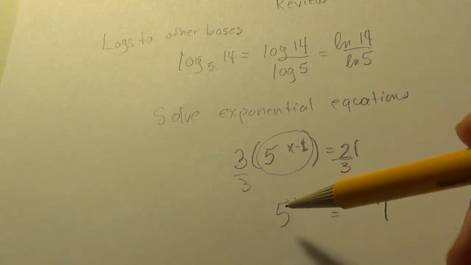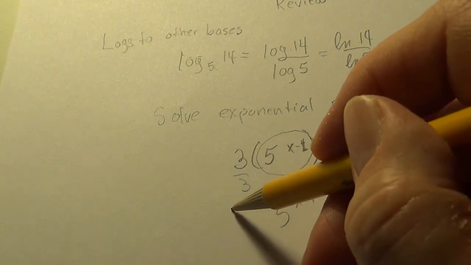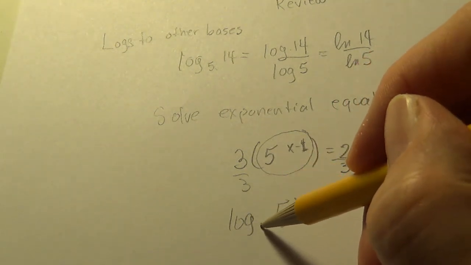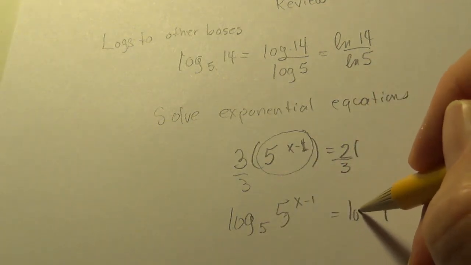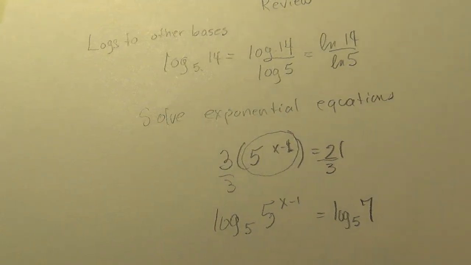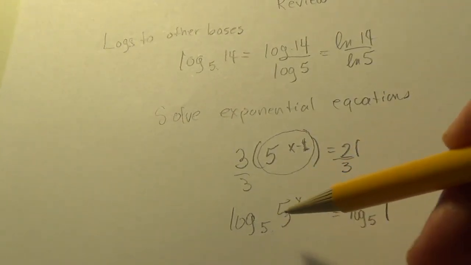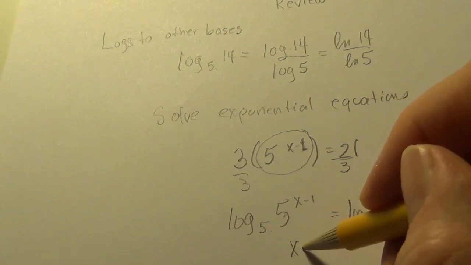I'm going to take the log of both sides. What log base should I use? We're going to match this number. So we're going to take log to the base 5 on both sides. It has to have the same base on both sides. So this is saying, what exponent do I give 5 to get 5 to the x minus 1? And that's just x minus 1.